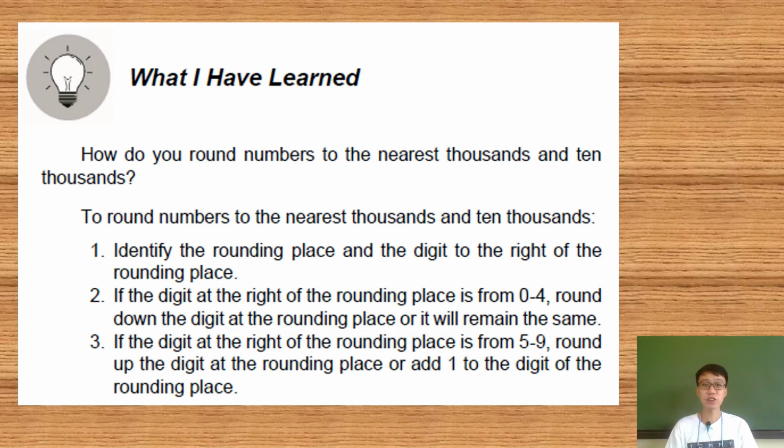How do we round numbers to the nearest thousands and 10,000s? To round numbers to the nearest thousands and 10,000s, identify the rounding place and the digit to the right of the rounding place. If the digit at the right of the rounding place is from 0 to 4, round down; the digit at the rounding place will remain the same. If the digit at the right of the rounding place is from 5 to 9, round up the digit at the rounding place, or add 1 to the digit of the rounding place.